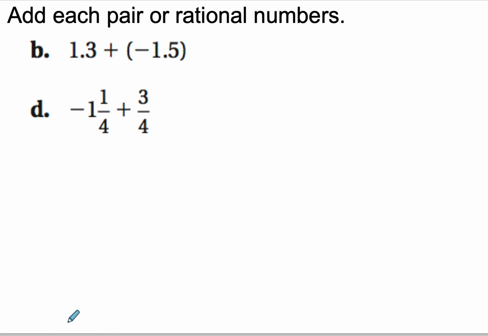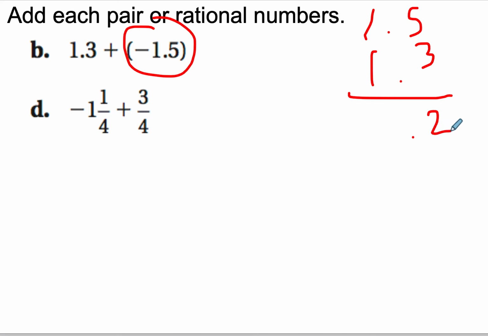Add each pair of rational numbers. Okay, you use the who wins model here. Who wins here is the negative. So I'm going to take the larger number, larger absolute value, and subtract from it the smaller absolute value. I get 0.2. And we decided that the negative had won, so it's negative 0.2.